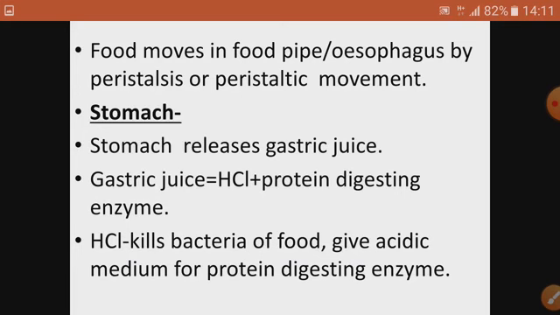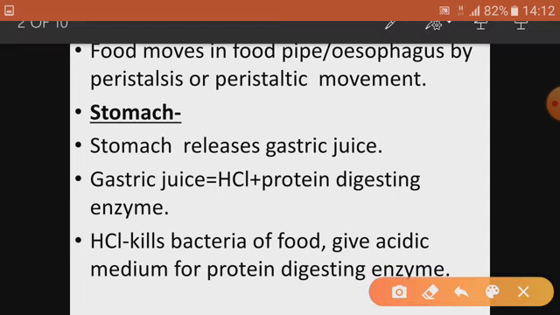into sugar. Now, the food goes to the food pipe, that is called esophagus, and there is a continuous contraction and relaxation of the muscles of the esophagus which pushes the food into the stomach. This continuous or rhythmic contraction and relaxation of the inner wall of the food pipe is known as peristalsis or peristaltic movement. It is like this.